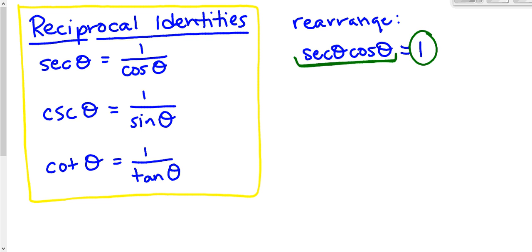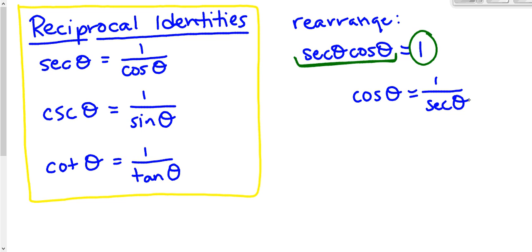Another rearrangement would be to take this equation I just wrote and divide both sides by secant theta, and you would have cosine theta equals 1 divided by secant theta. That's also equivalent, it's just rearranged a bit. And each of these can be rearranged in those same ways.